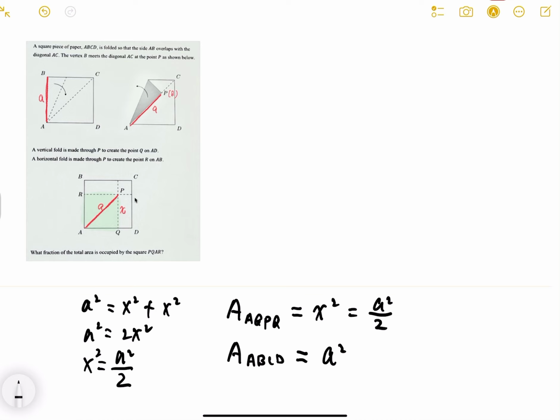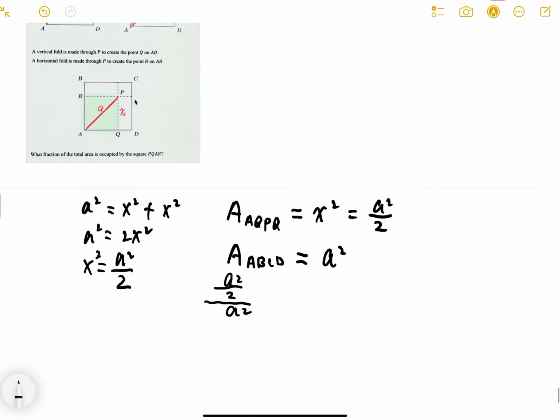Therefore the fraction of the green area to the total area would be equal to A squared on 2 over A squared, which is the same as A squared on 2 divided by A squared, meaning times 1 over A squared, which equals half. So that's the answer.